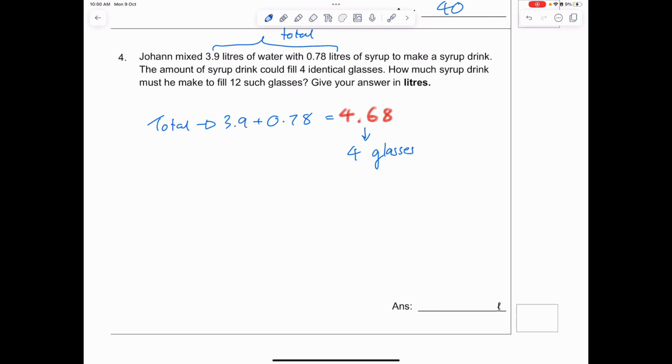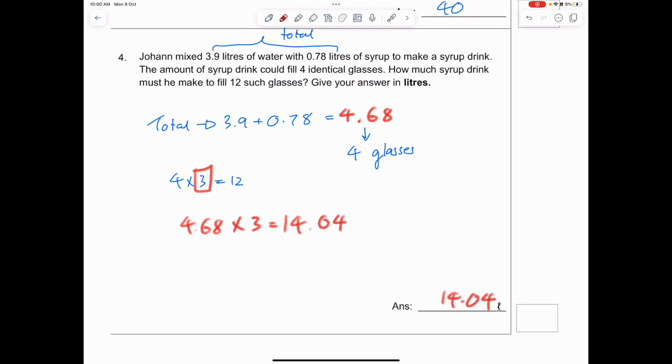but it is not 4 glasses that we want. It is 12 glasses. So we know that 4 times 3 equals to 12. So what we need to do now is we need to multiply this amount by 3. Since this amount is enough for 4 glasses, but we don't want 4, we want 12. So we need to multiply by 3. So 4.68 times 3, your answer will be 14.04 liters.